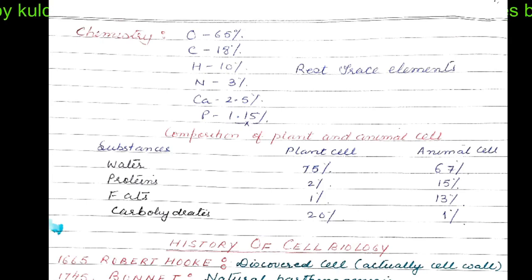If you compare the composition of plant and animal cells, water is 75% in plant cells and around 67 to 70% in animal cells. Proteins: plants have 2%, whereas animal cells have 15%. Plants have very low fat content, 1%, and 13% of the total material of an animal cell is fat. Carbohydrates: plants have a high carbohydrate content, 20%, whereas animal cells have only 1%.